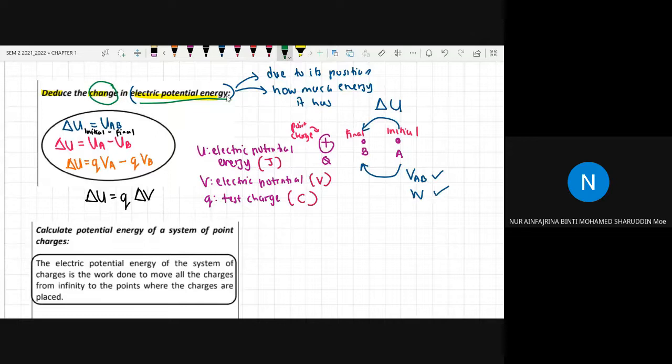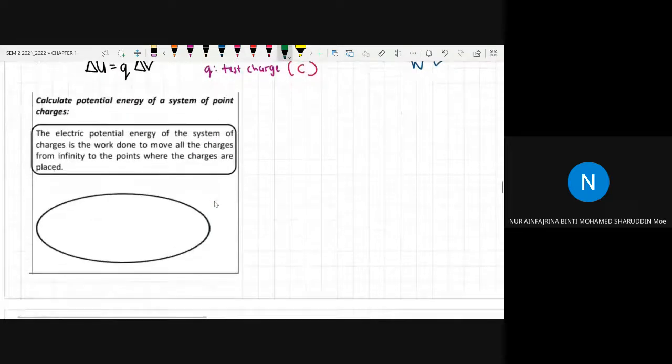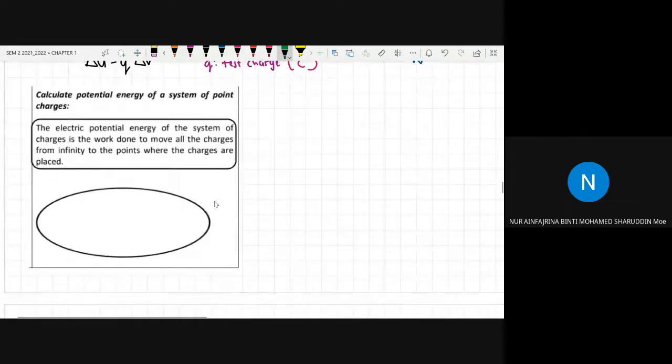Okay guys, may I proceed? Yes. Okay, now I will proceed. So now, kita akan calculate potential energy of a system of point charges. Okay, we are going to calculate potential energy of a system of point charges. Sekarang, kita nak calculate the whole system punya potential energy.